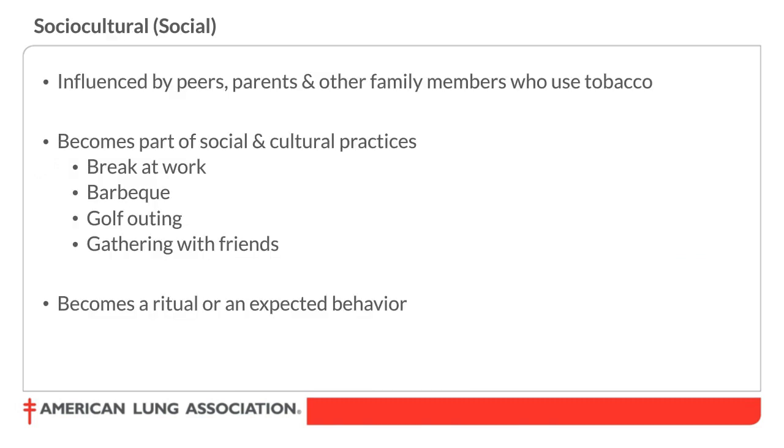The final link is social-cultural, or social influences. It's influenced by peers, parents, or other family members who use tobacco. It becomes part of your social and/or cultural practices. So, taking a break at work, attending a barbecue, maybe going golfing, or gathering with friends. And it becomes a ritual or expected behavior.